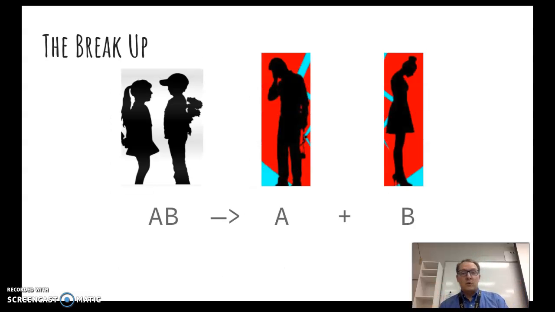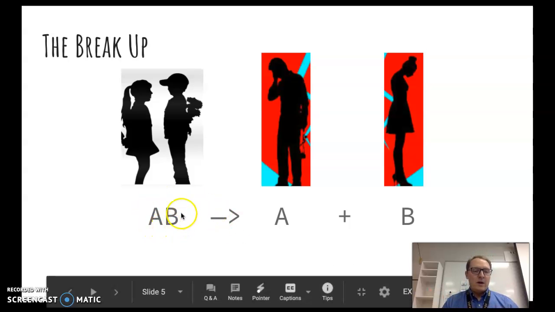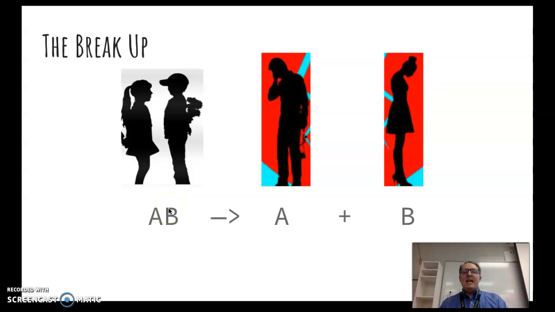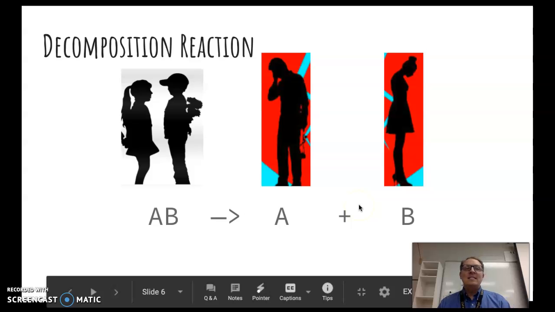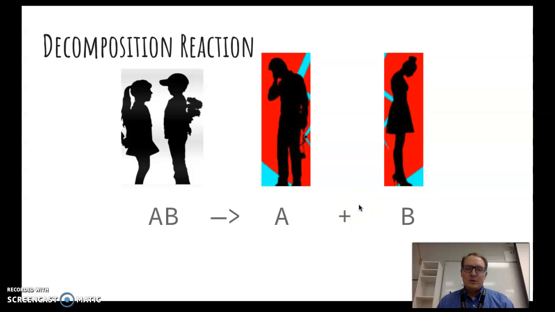Now, there's another story. This one's sad. This is the type of plot where some people just like misery and unhappiness in the world. A and B are together. If they start off this way, this is the left side of the reaction. This is the breakup, okay? If A and B end up breaking up and at the end of the reaction, they are two separate things, we call this one the breakup or the decomposition reaction.